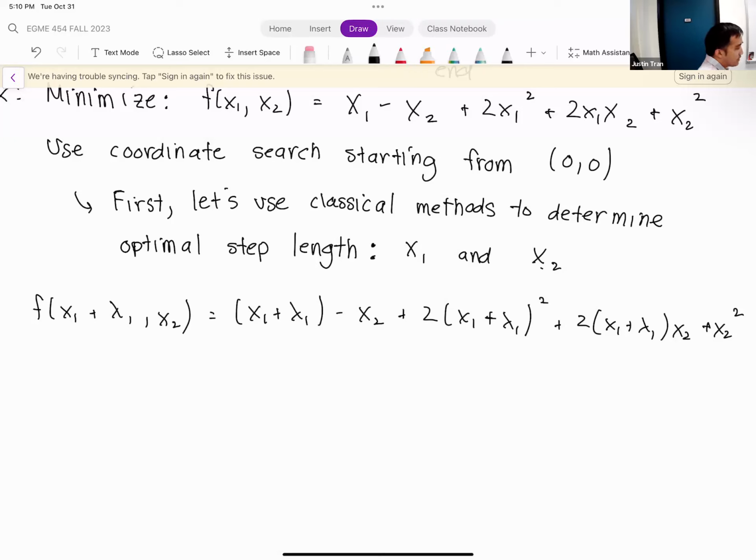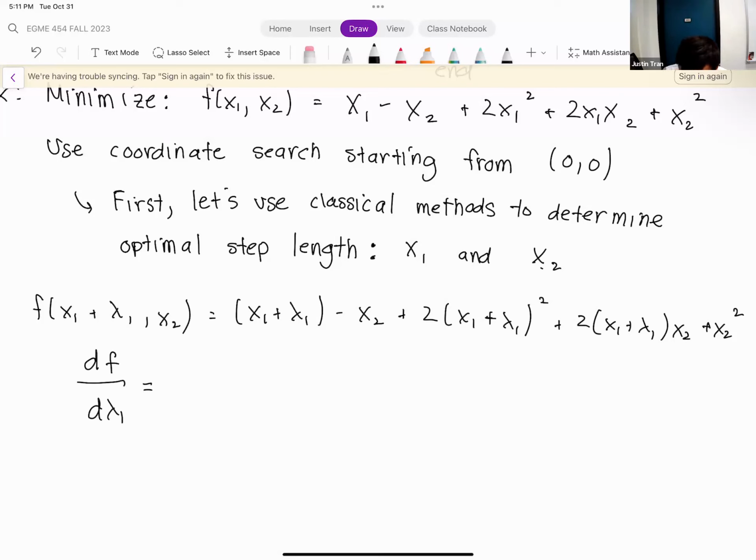So all I've done so far is take our original objective function, and everywhere I see x1, I plugged in x1 plus lambda 1. Using the classical methods, if we want to find the maximum or the minimum of this relative to lambda 1, let's take the derivative of this function. But we're going to take a derivative not with respect to x1, but lambda 1. So df d lambda.